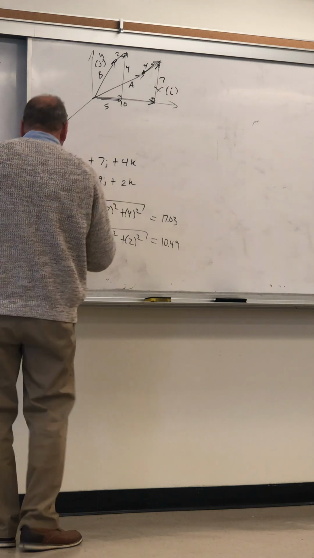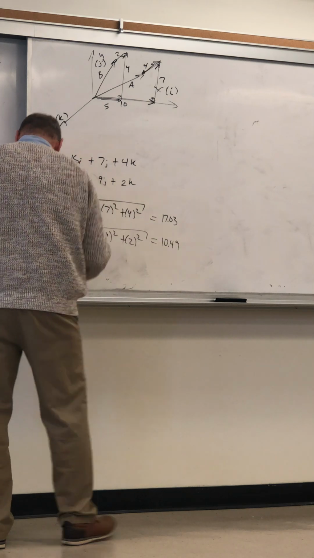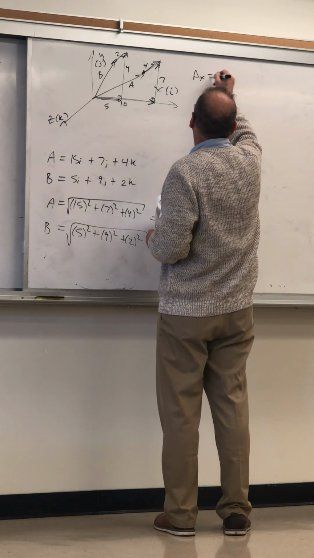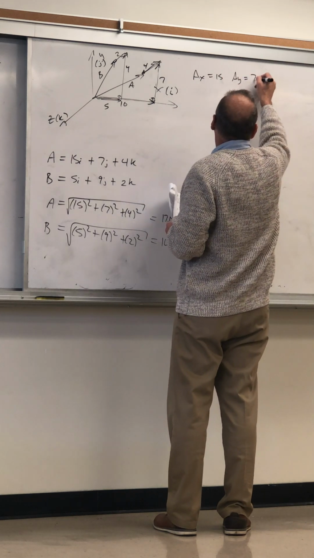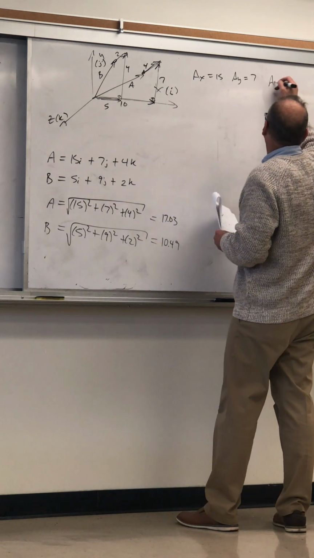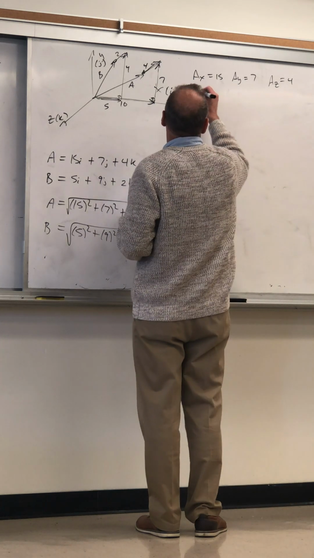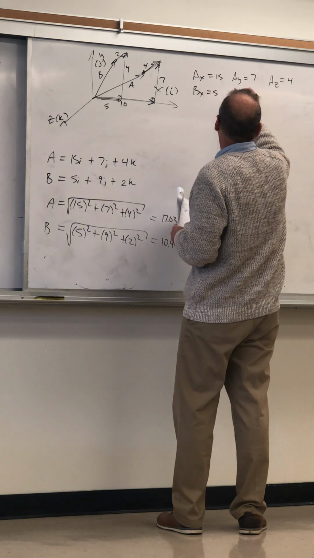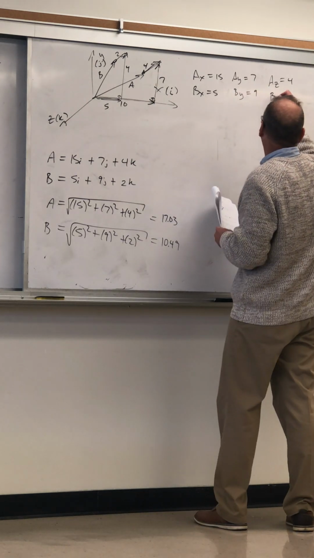I have AX is 15. AY is 7. AZ is 4. BX is 5. BY is 9. And BZ is 2.